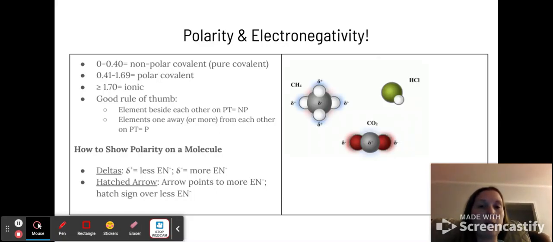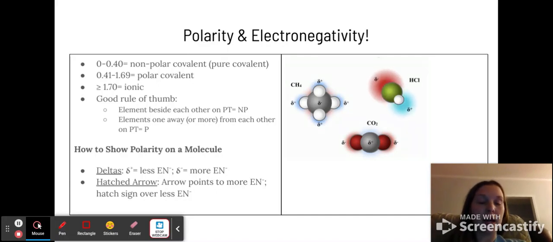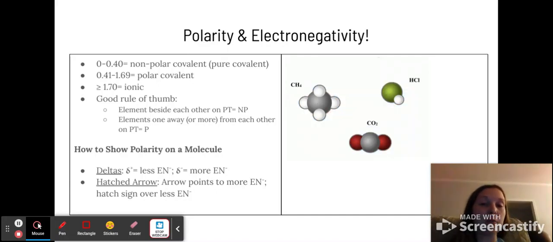So when you look at these pictures, I've shown you some of the forms to use the delta plus and delta minus. As you can tell, the slight positives are getting those delta signs. The slight negatives are getting the negative delta sign. And the reason we use these deltas is because these are not full charges. Remember that. We're looking at covalent compounds, so they're sharing electrons. One just is holding onto it tighter than the other.